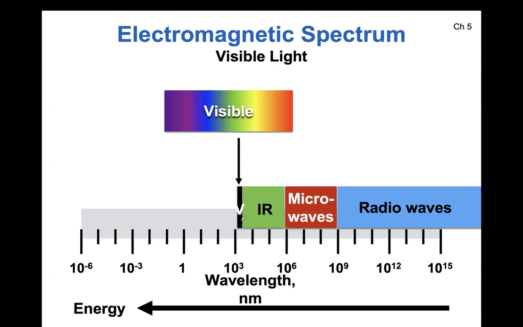So the visible spectrum, bordering the infrared on the long wavelength side, is shown right here. And it's tiny, right? It's just a really, really small section. It covers a much smaller range of wavelengths than the three types of light we've talked about so far: radio, microwaves, and IR or infrared.